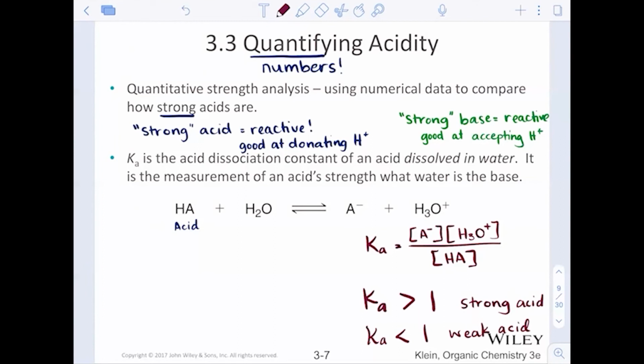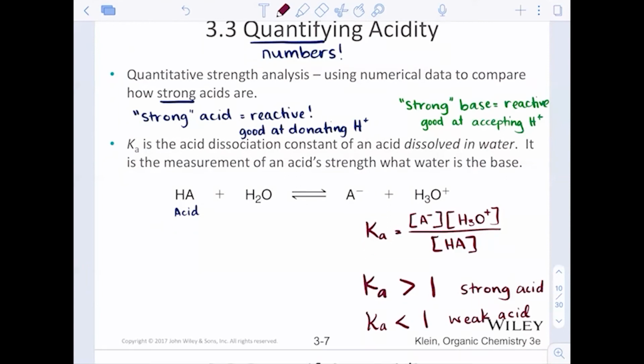If you remember doing your ice tables and figuring out the initial, the change, and the equilibrium concentrations, guess what? We don't really do a lot of math in this class. So that's a good thing, I think. We're going to focus on what it means to be a strong acid, and how we can use that information to decide whether a reaction will happen or not. That's how we're going to quantify things.